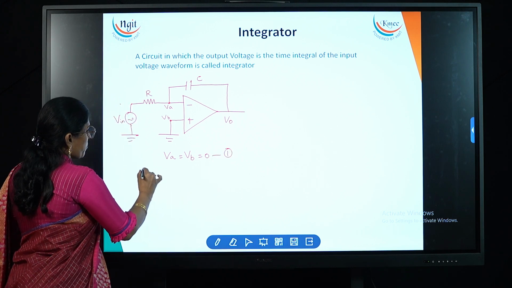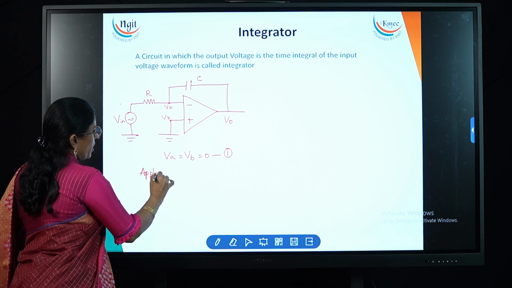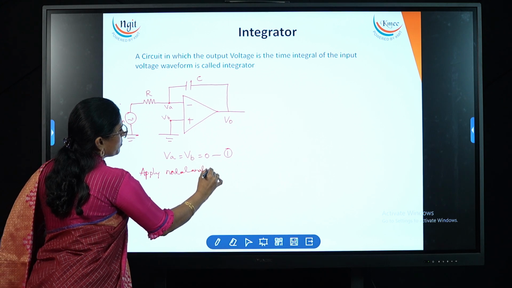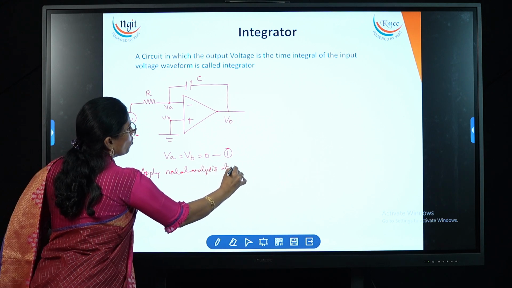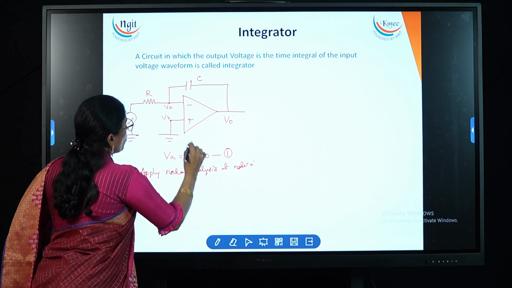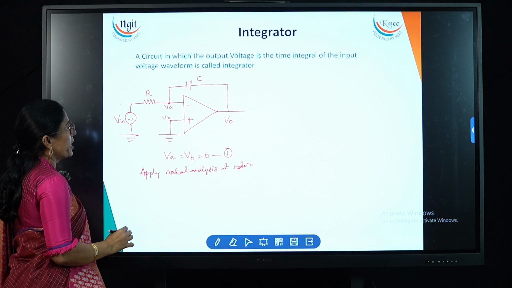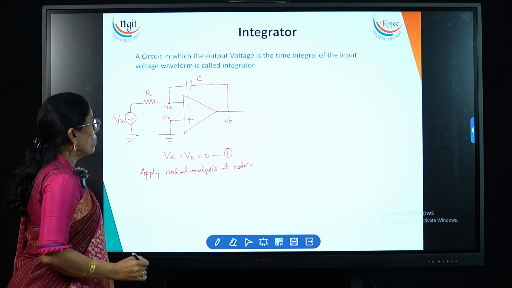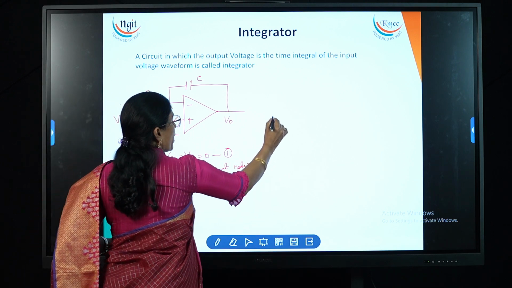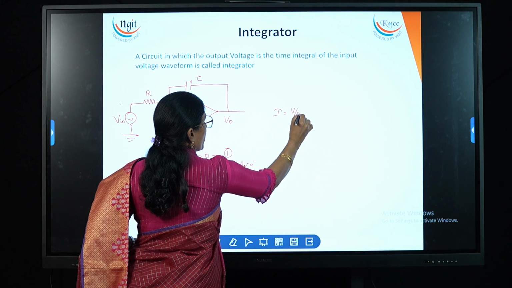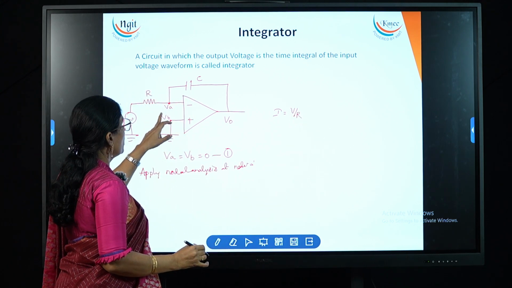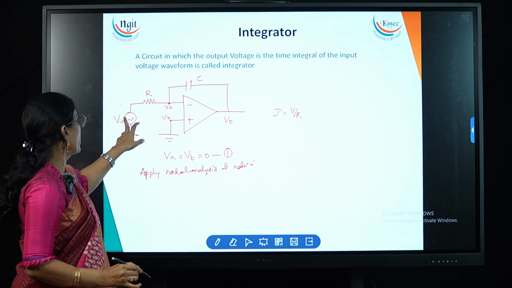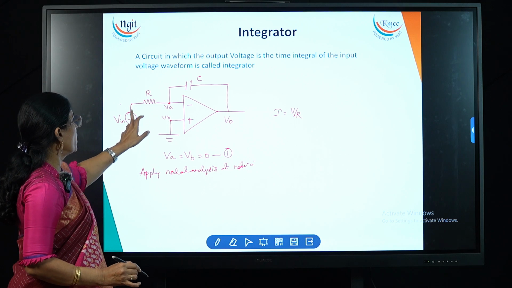And apply nodal analysis at node A. Now if I apply nodal analysis, how do we write the expression? For this branch current and this branch current we need to write. Now the current flowing through the resistor, how can we write? I is equal to simply V by R. When we take the voltage, we have to take the potential difference, because here VA is there, here V in is there. So (VA minus V in) divided by R we are writing.